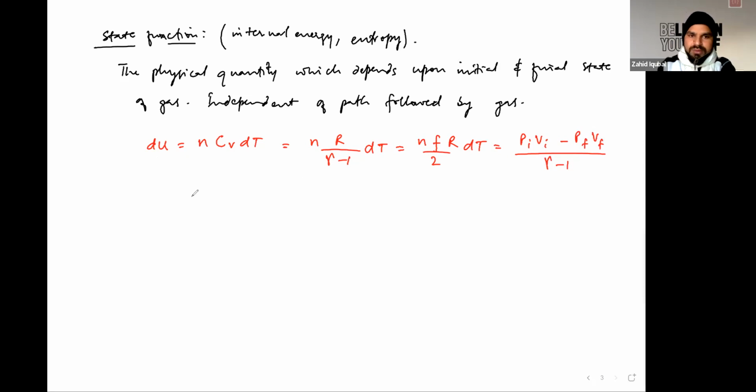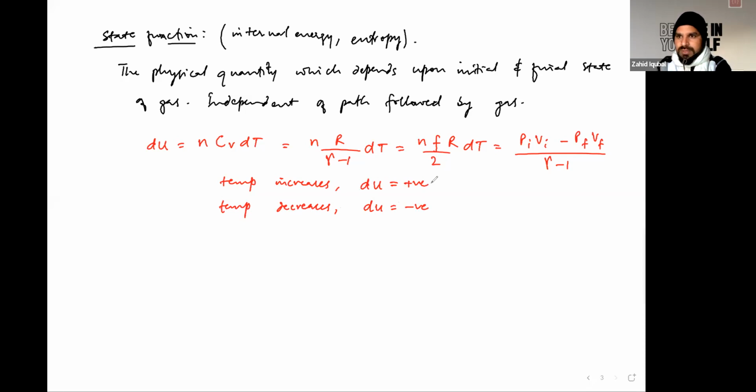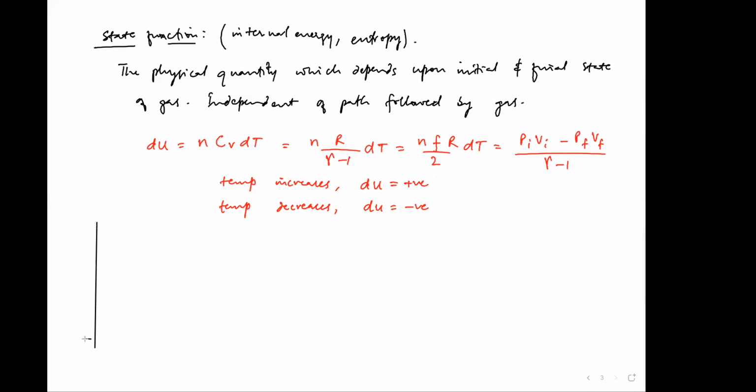Now, let me define the sign convention. If the temperature of the system increases, internal energy is taken as positive. If the temperature of the system decreases, internal energy is taken as negative. Or vice versa: if internal energy is positive, the temperature of the system will increase, and if internal energy becomes negative, the temperature of the system will decrease. Is it clear? Yes, sir.